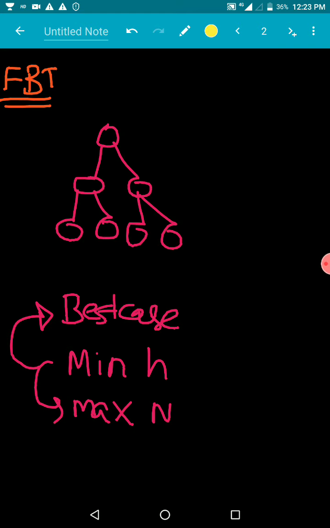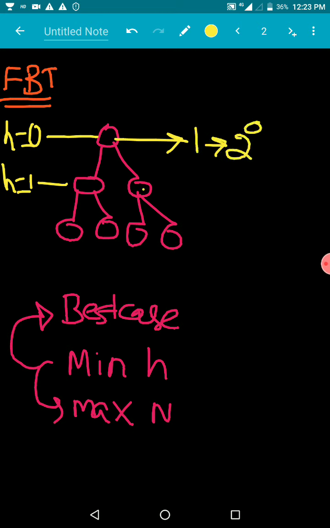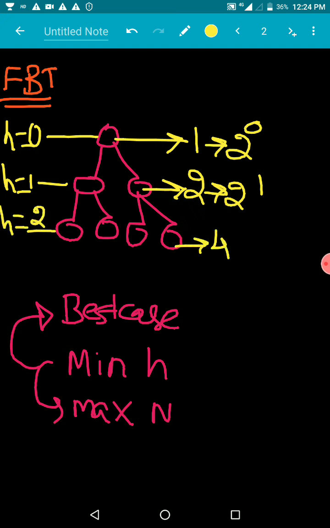Now how to find the height of the full binary tree in the best case? Here height equal to 0 and here height equal to 1. How many nodes are present? Here 1. I can rewrite 2 power 0. Here how many nodes are present? 2. I can rewrite 2 power 1. Here h equal to 2. How many nodes are present here? 4. I can rewrite 2 power 2. So generally this height extends to h, the height of the tree.